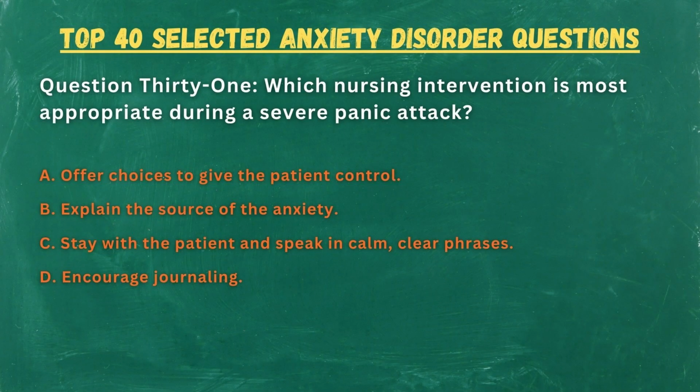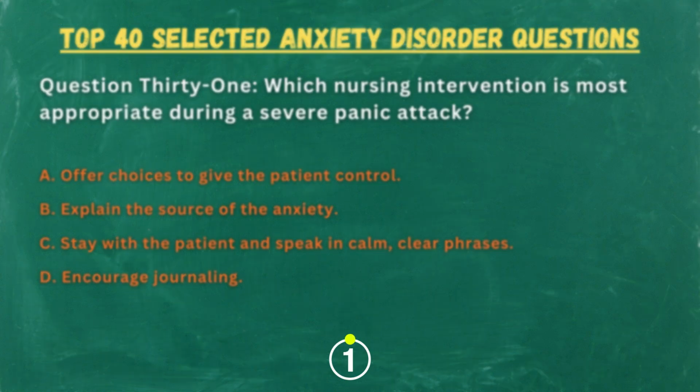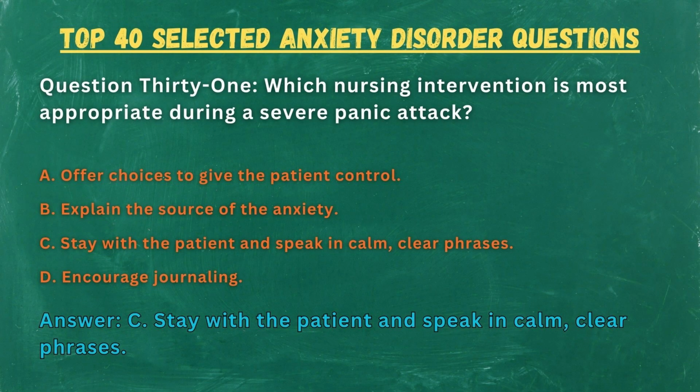Question 31. Which nursing intervention is most appropriate during a severe panic attack? A. Offer choices to give the patient control. B. Explain the source of the anxiety. C. Stay with the patient and speak in calm, clear phrases. D. Encourage journaling. Answer: C. Stay with the patient and speak in calm, clear phrases.